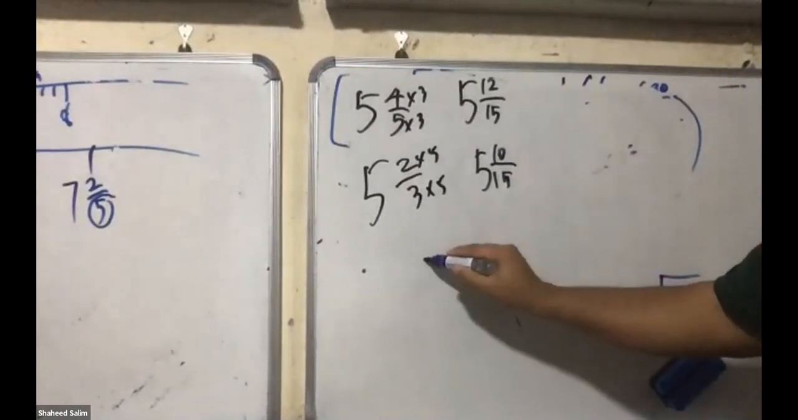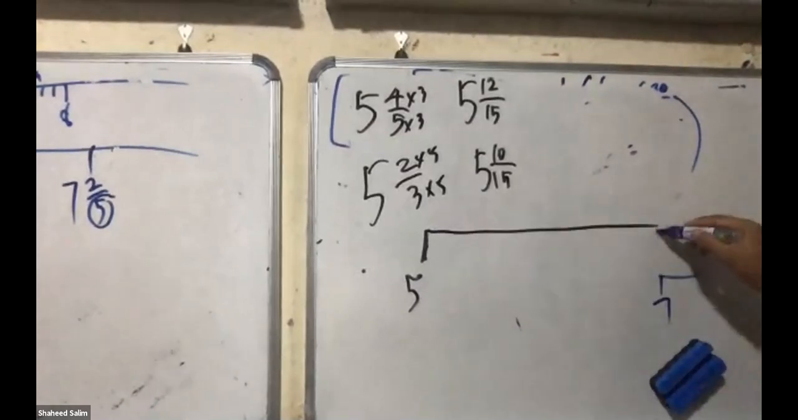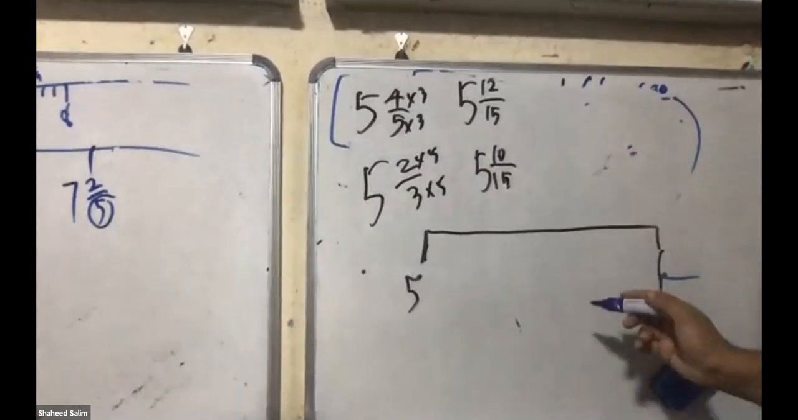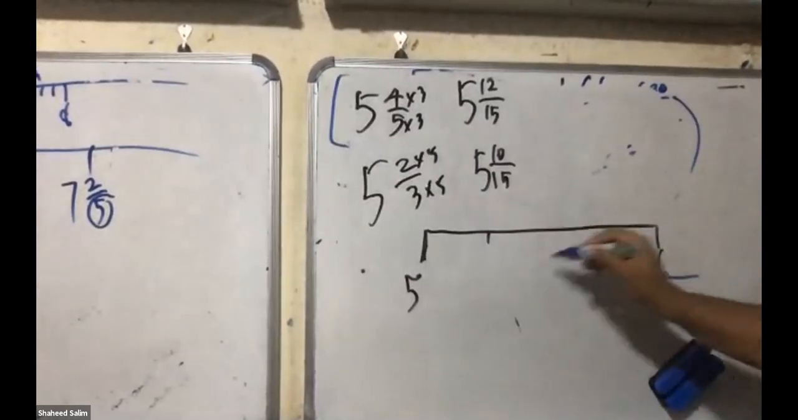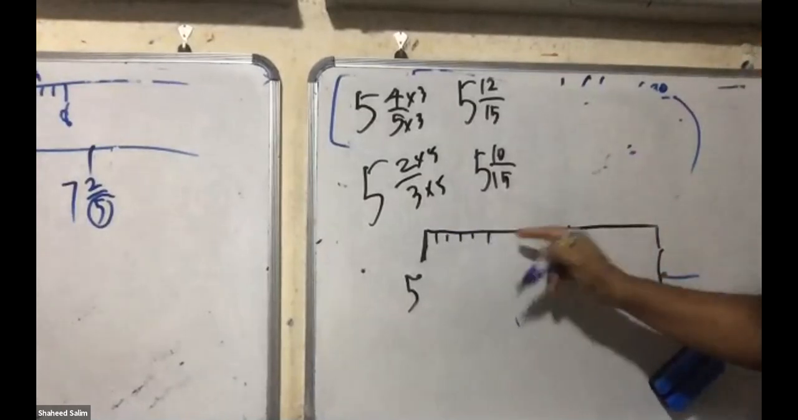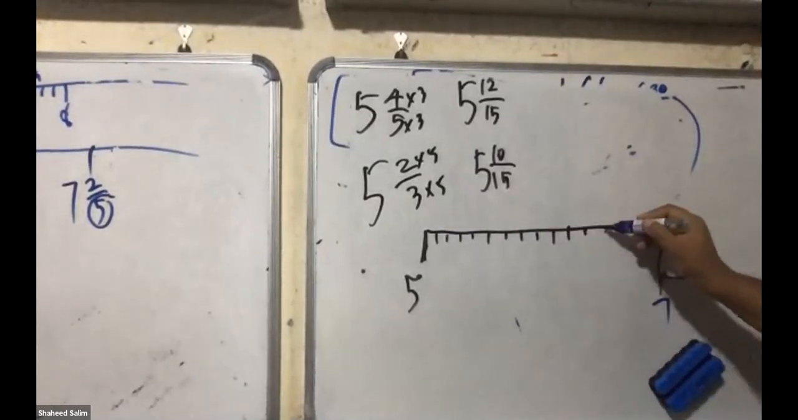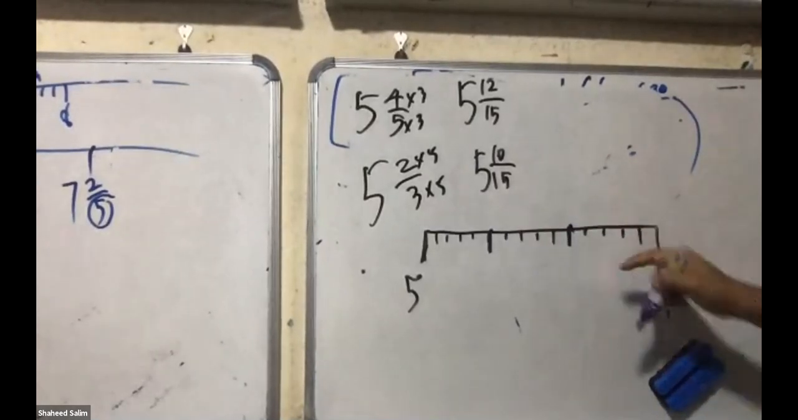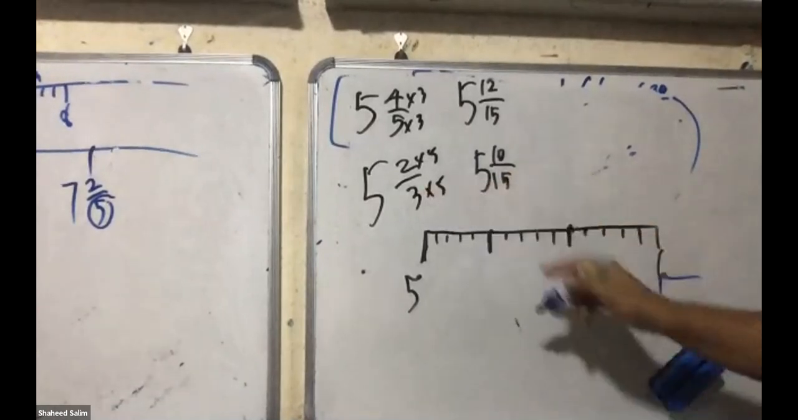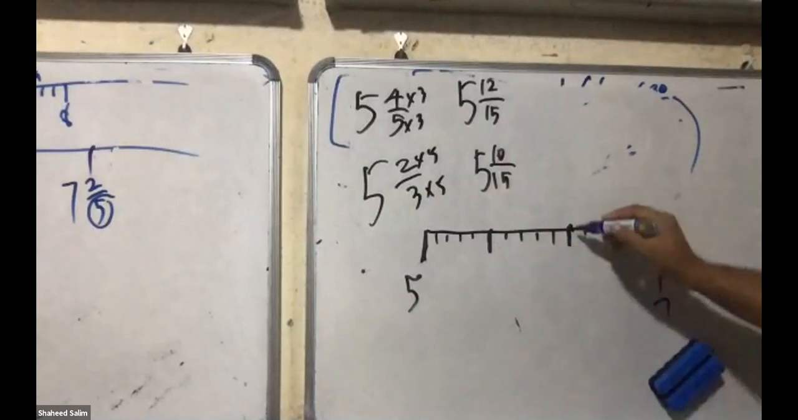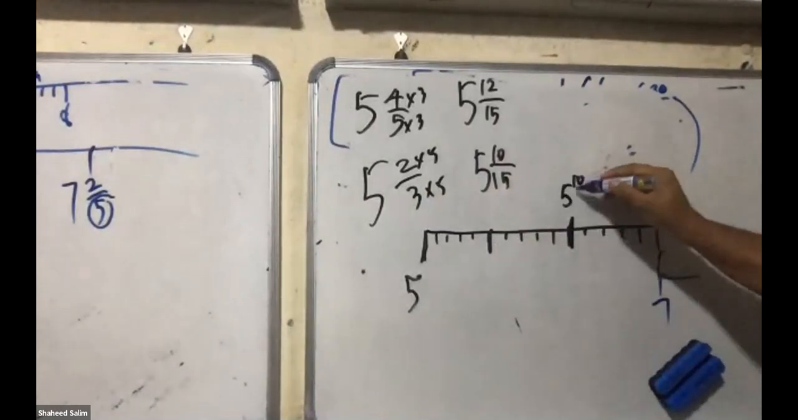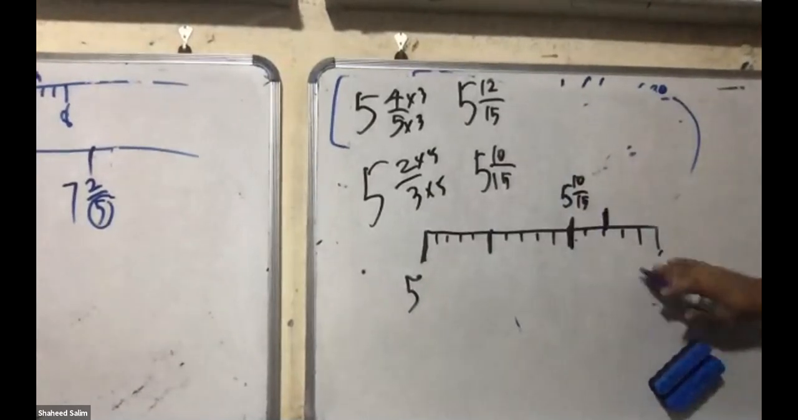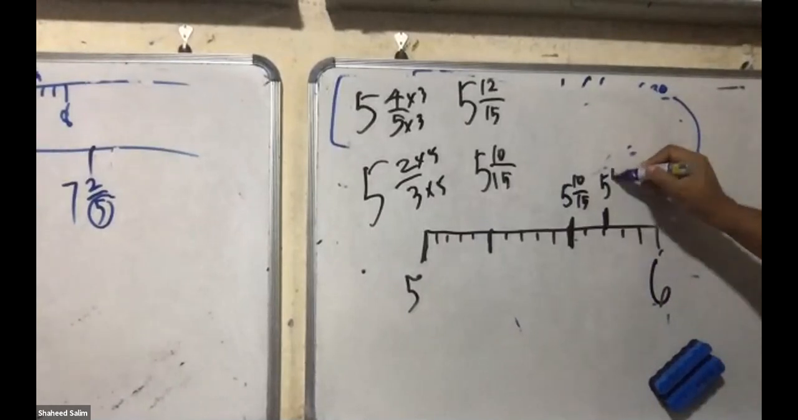So if I draw between 5 to 6 down here, can you all see? Between 5 to 6, there are 15 parts. 1, 2, 3, 4, 5. 1, 2, 3, 4, 5. 1, 2, 3, 4, 5. So this is 5, this is 10, this is 15. So 10 is here. This is 5 10/15. This one, 12/15, is just another 2 more. 5 12/15.